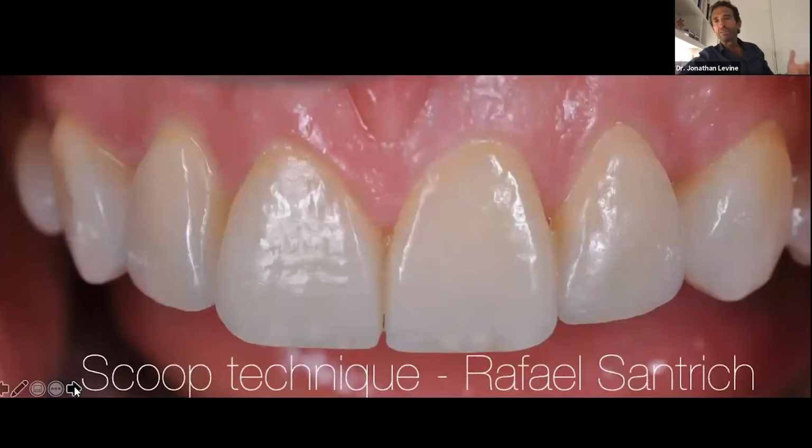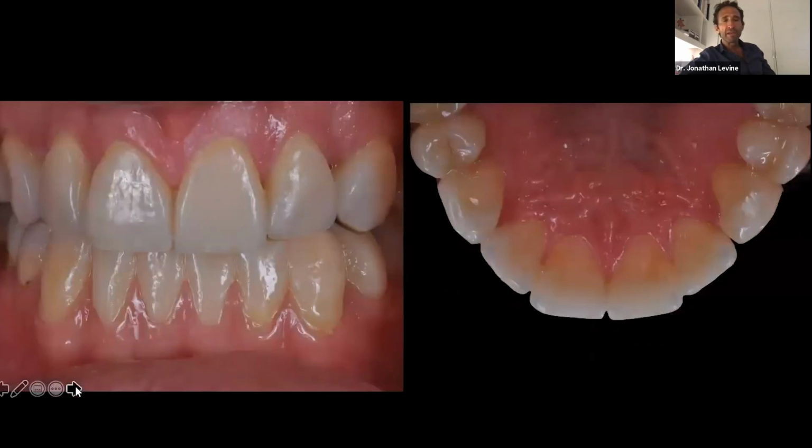And here's the scoop technique with beautiful texturing and incisal edge. They scooped the back of the Emax and they put color, and then they bake some porcelain to close it up. You see incredible special effects at the incisal edge. Just beautiful. Incredible technician.